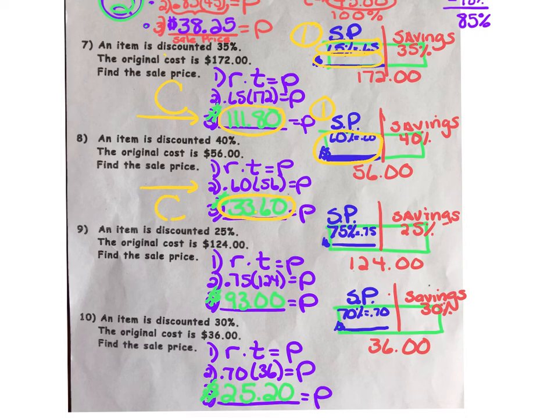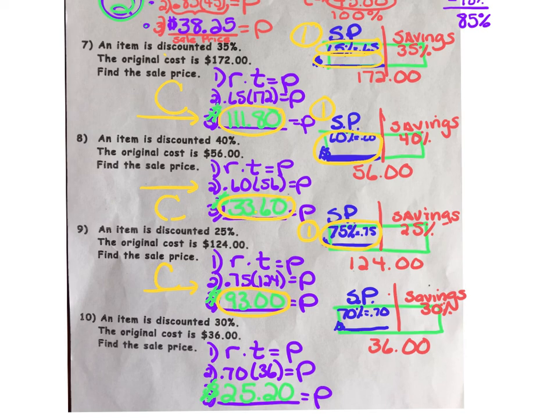Number 9, you should have set up the tape diagram. We're looking for the sale price part of the bar, so we're using 0.75 as our rate. And after completing the 3-step process using that rate of 0.75 in the formula, you should have arrived at an answer of $93. Give yourself a C if that one's correct.